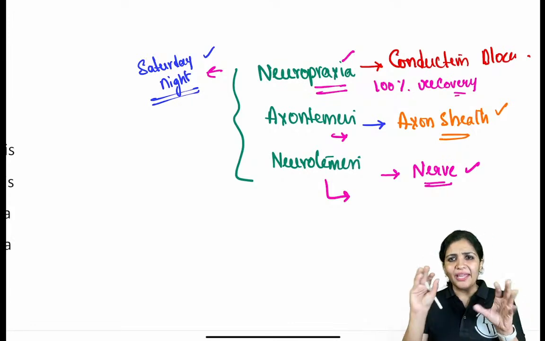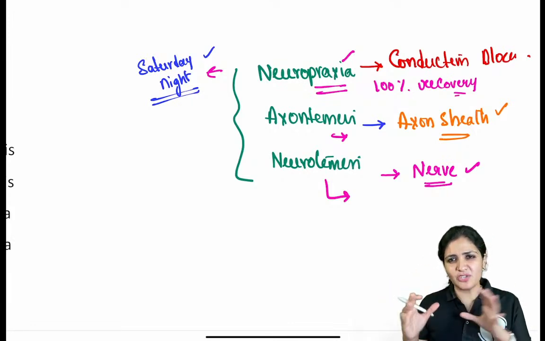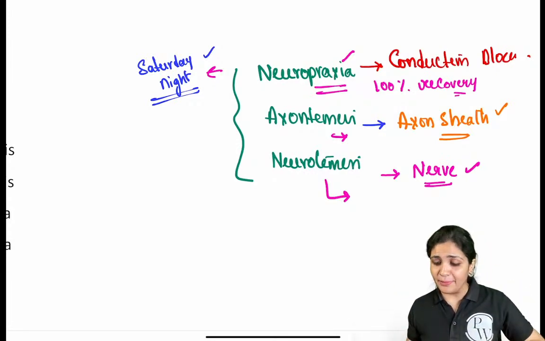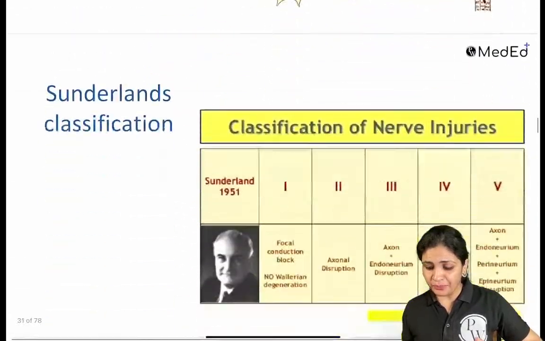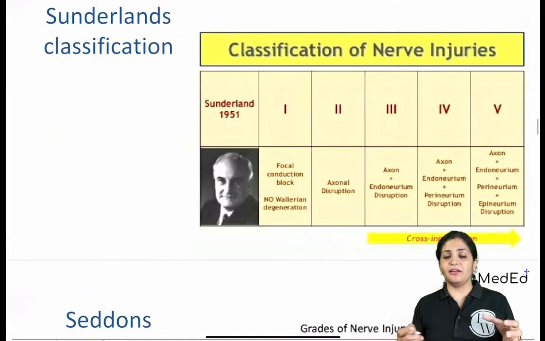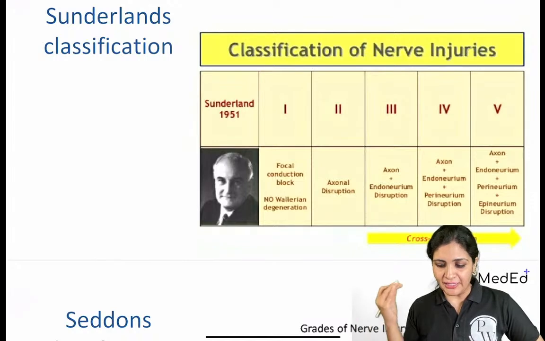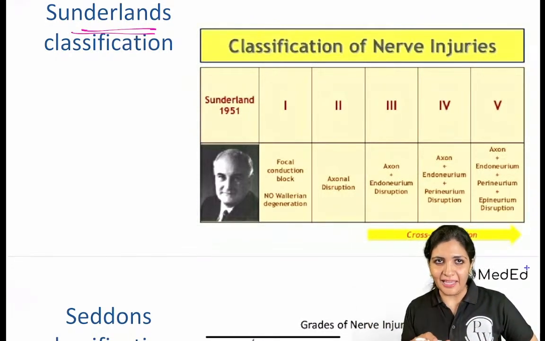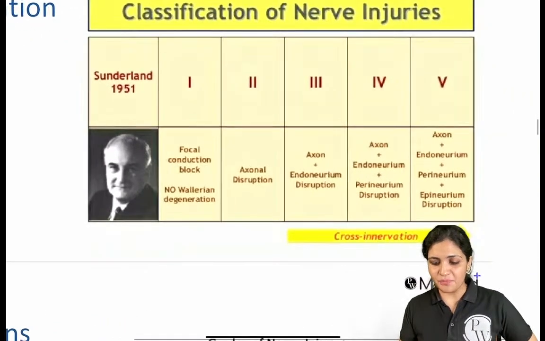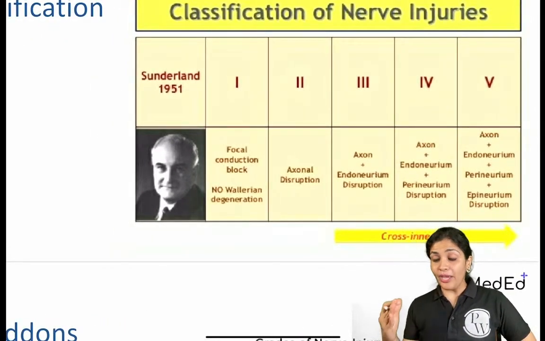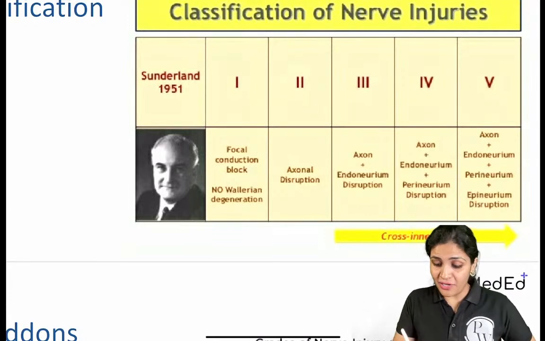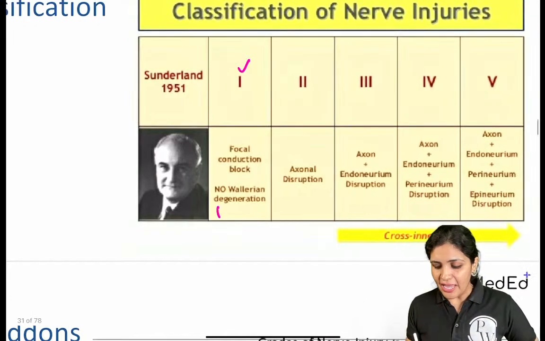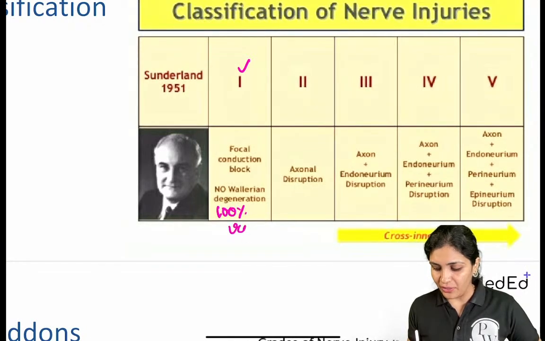So because of this gray area of axonotmesis and neurotmesis, where you're not sure what to tell or how to explain to the patient what happens, there came this specific person, that is Sunderland. That was Seddon's classification, and this is Sunderland's classification. He doesn't like this uncertainty, and he himself has devised this particular classification, where you can exactly tell the patient that the first one, the type 1, is just a block and there is no Wallerian degeneration, and there is 100% recovery which you see.